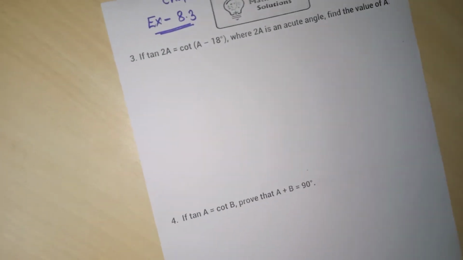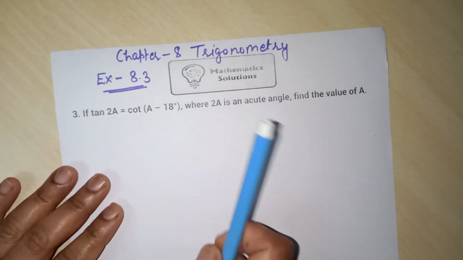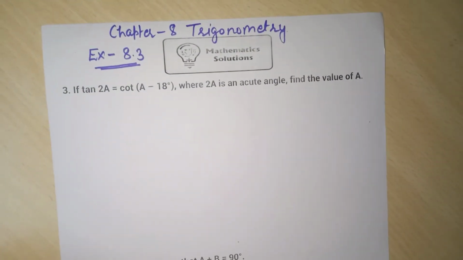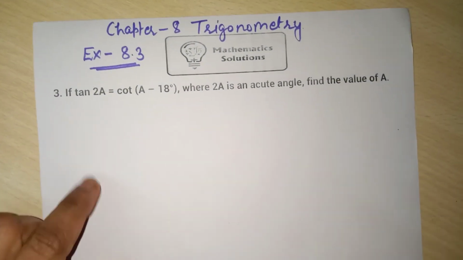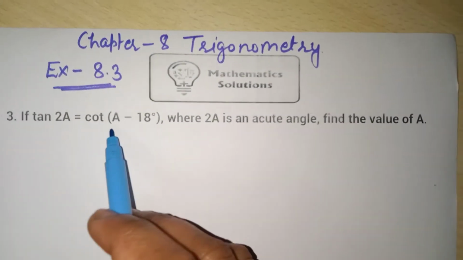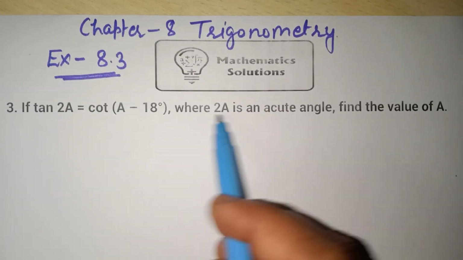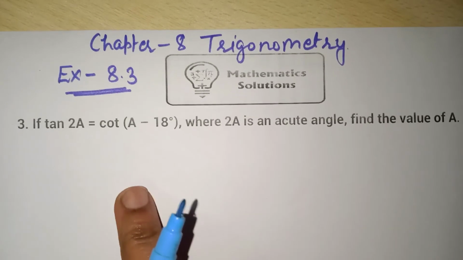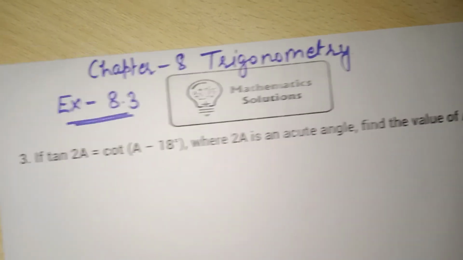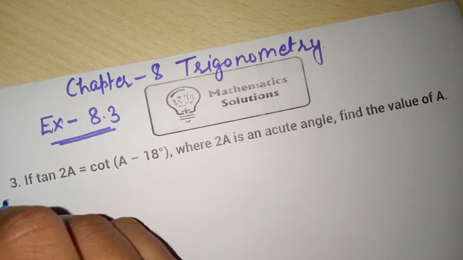In this video we will do question number 3 onwards of exercise 8.3 of chapter Trigonometry. Question number 3 is, if tan 2A is equal to cot(A minus 18 degree), where 2A is an acute angle, find the value of A. We have to find the value of A here, and 2A is the acute angle. So let's start.